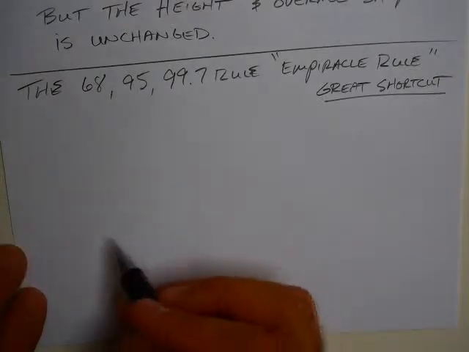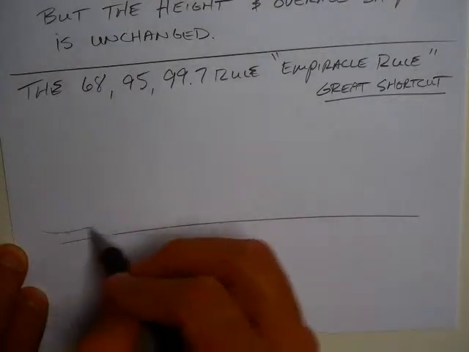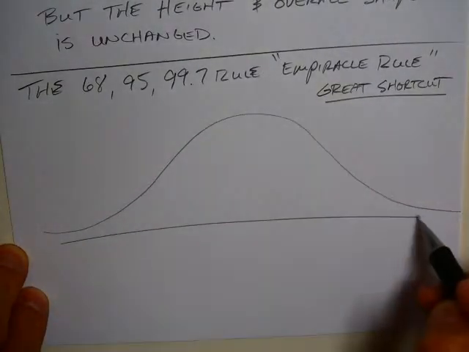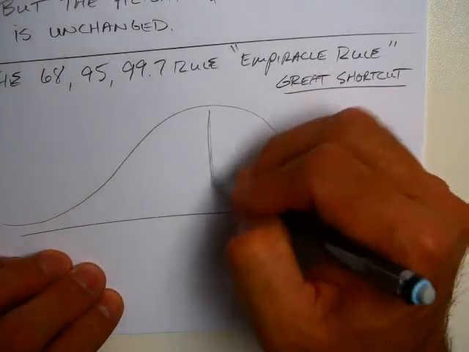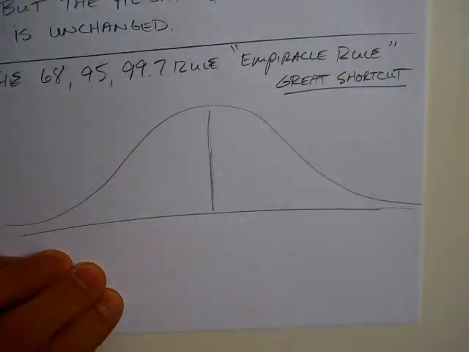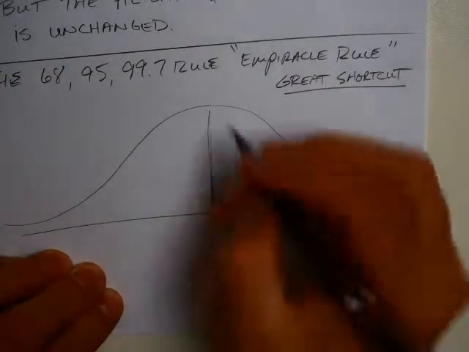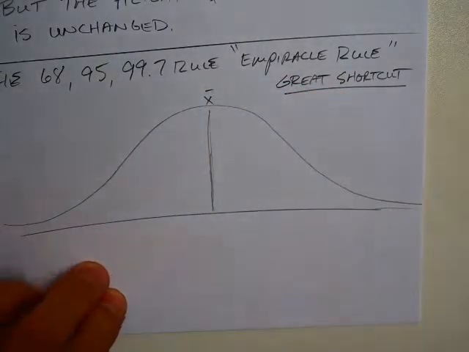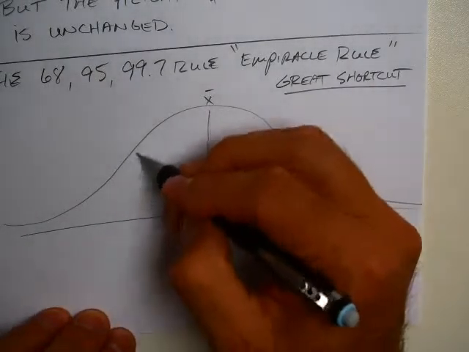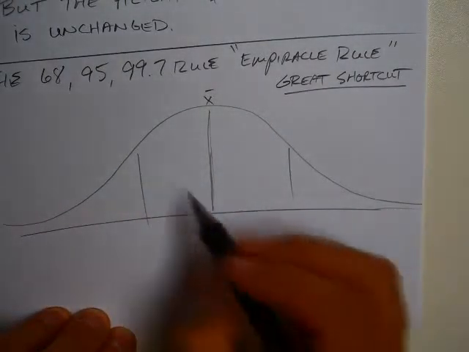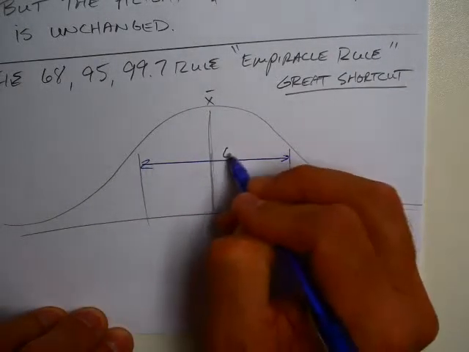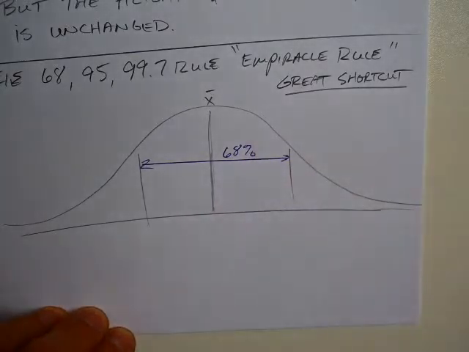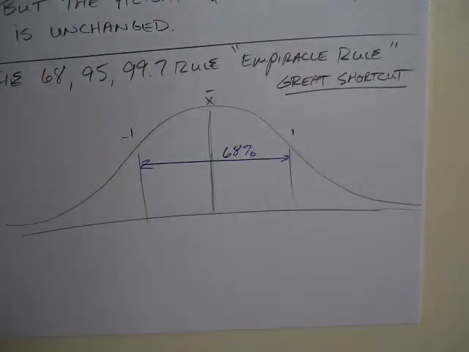Okay? We know part of this already. If I take a normal curve, we know that the middle here is, what? X bar, your mean. Yeah, it's the mean. And if we go out one standard deviation in each direction, we know that 68% of the data falls between these two. Right? 1 and -1. But what if I go out 2 standard deviations in each direction?